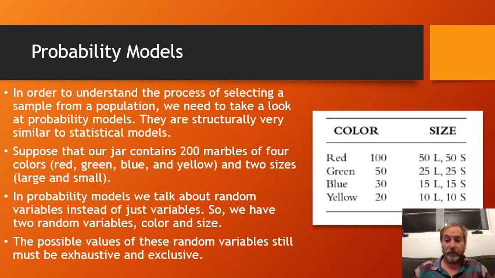Still, when we're talking about random variables in a probability model, values still need to be exhaustive and exclusive, right? So red, green, blue, and yellow exhaust the options of colors, right? All of the marbles are either red, green, blue, or yellow, and they are exclusive. You can only be red or green. You can't be both red and green.